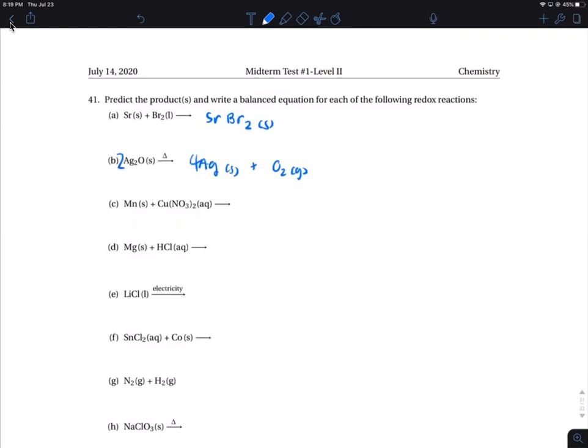So part C, it's going to give us MgCl2, H2. For part D, oops, this is for part D, my bad. And then for part C, MnNO3 plus Cu. And then for part E, Cl2.